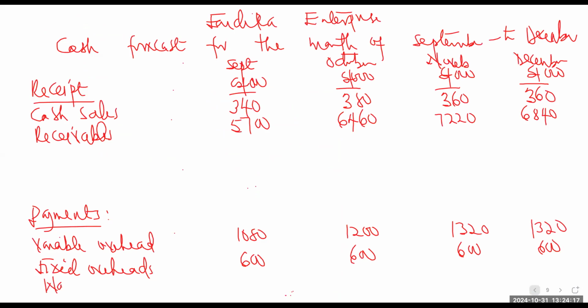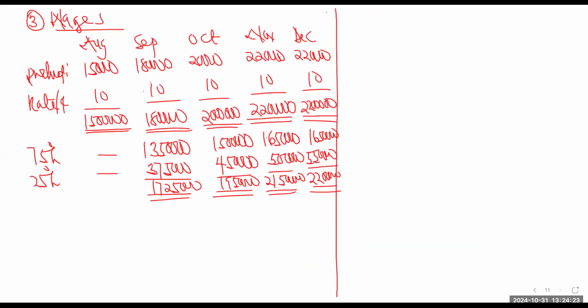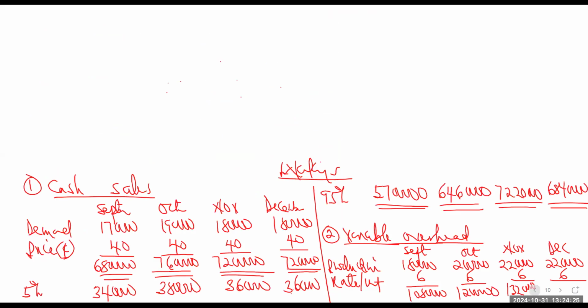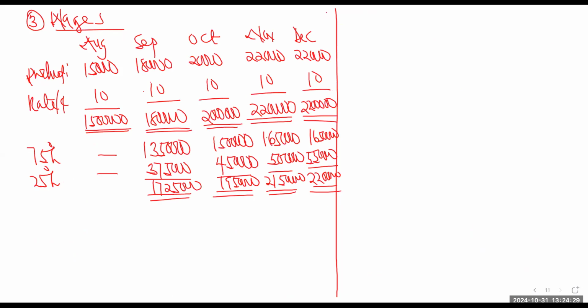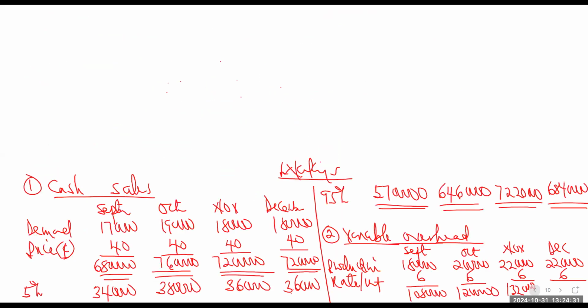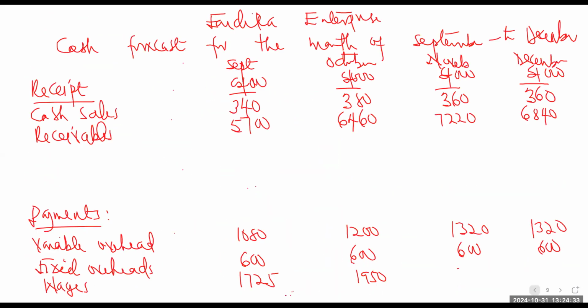Okay. So we have 1,725. We have 1,950. Okay. Which one again? 2,150, and then 2,200. Okay. So let's move on to the next item one by one.